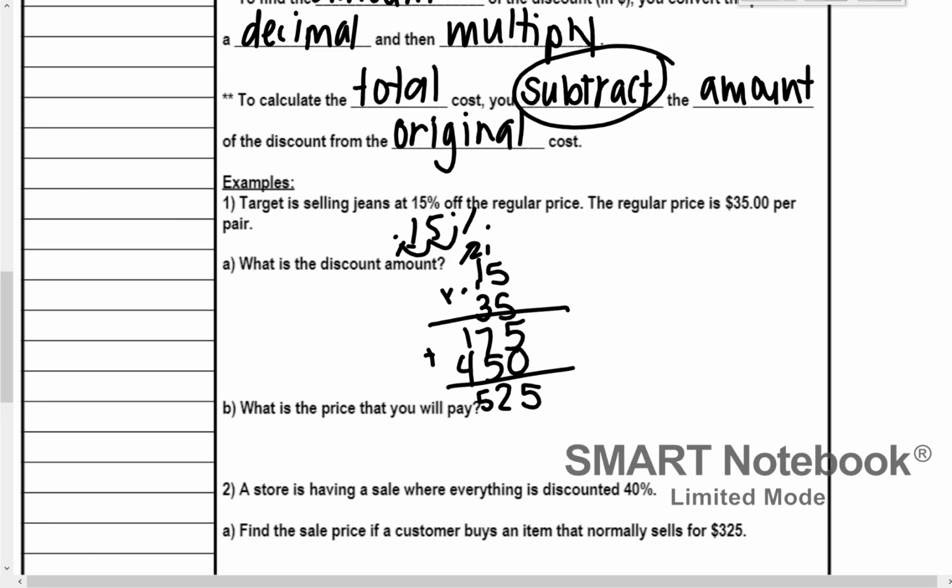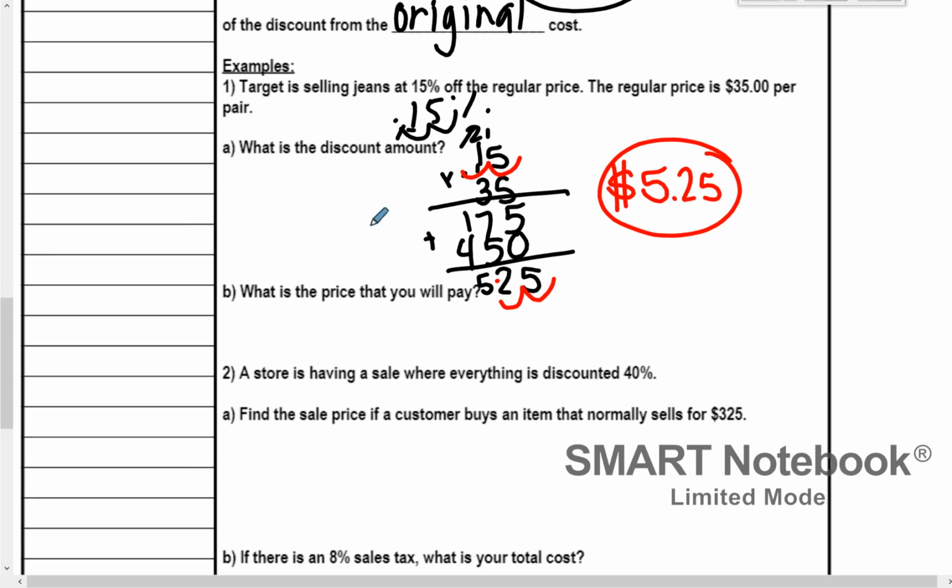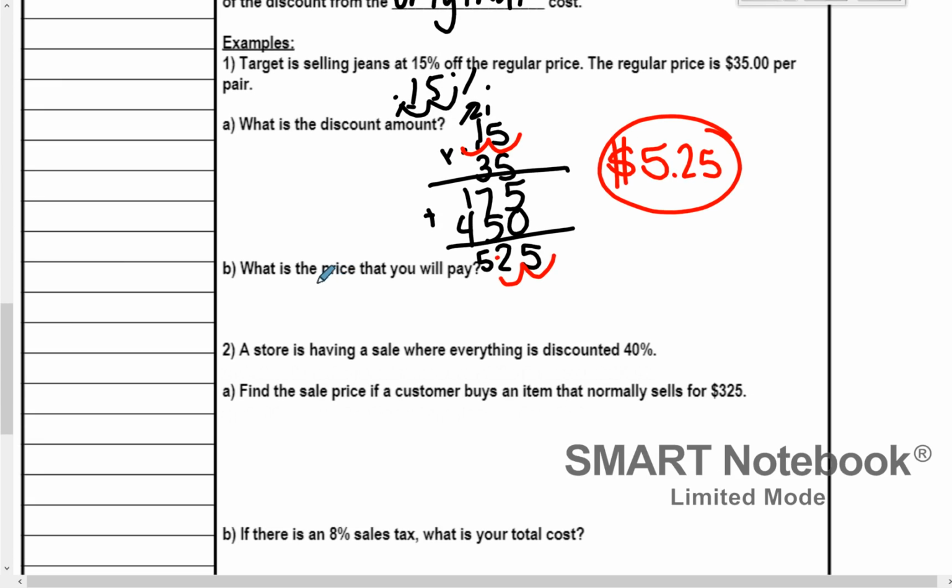Last step, a thing that lots of us make mistakes on, adding back in that decimal. 2 decimal places there, none here, so we have 2 in our answer. The discount amount is what the question is asking for, so $5.25 is our answer. Okay, then the next part asks for the price that you're going to pay. All right, so I'm going to do this in a different color. Let's do this in purple.